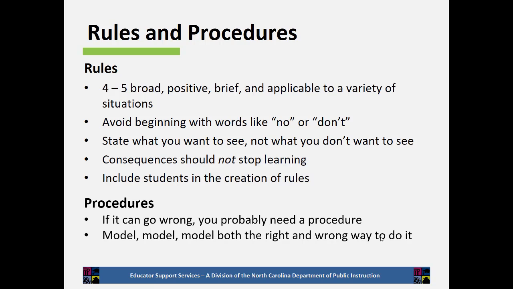But along with that, we really have to spend time modeling how that procedure works, and not modeling only the right way, but the wrong way to do it. And an easy way to do that is to talk about the procedure, have kids discuss what the wrong way is to do it, and then have some kids get up and actually model how to do it the wrong way. Have a debrief with your students.